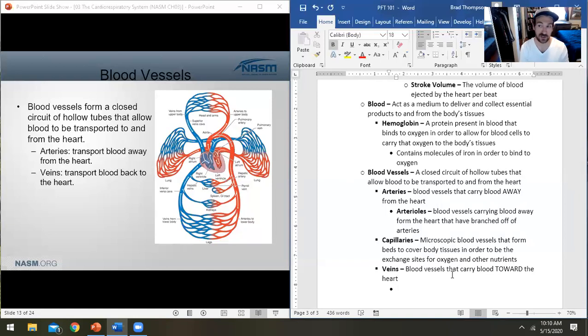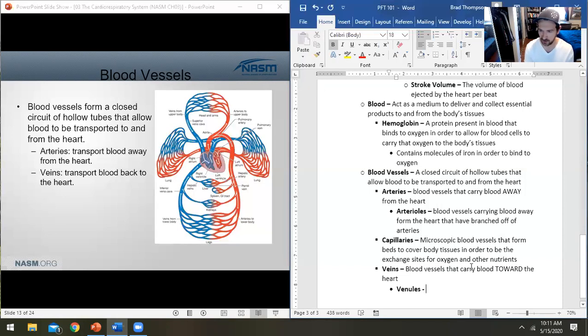So you also have smaller versions of these, which are called venules. Venules are kind of like arterioles in the sense that they're a smaller branch, but arteries branch off into arterioles. Venules branch together to become veins, right? So it kind of goes in the reverse order.